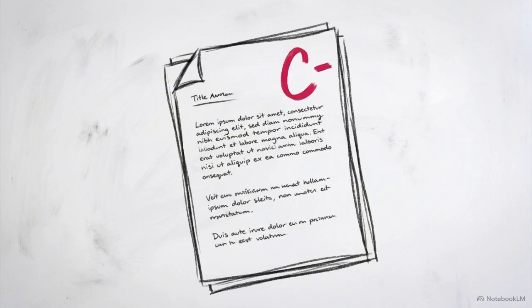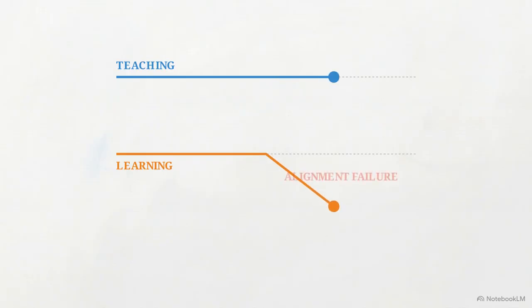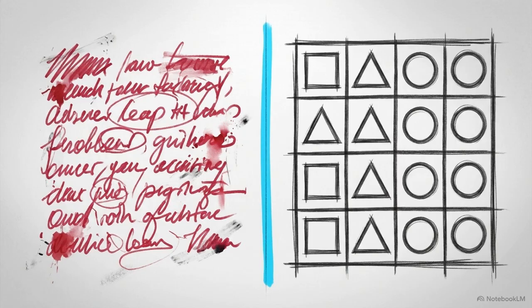In many classrooms, this node is treated as a passive, reactionary grade. When feedback doesn't act as a calibrated intervention, the alignment between teaching and learning breaks down. To optimize learner outcomes, educators have to deconstruct feedback into a precise mechanical taxonomy.